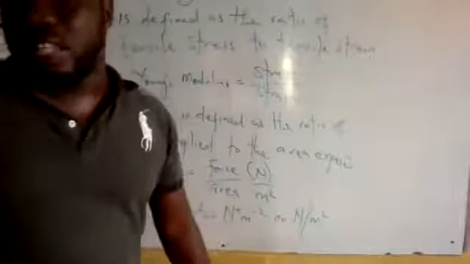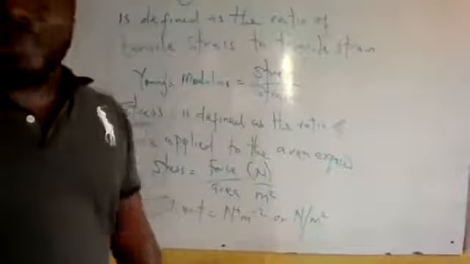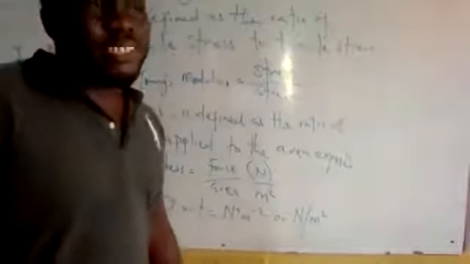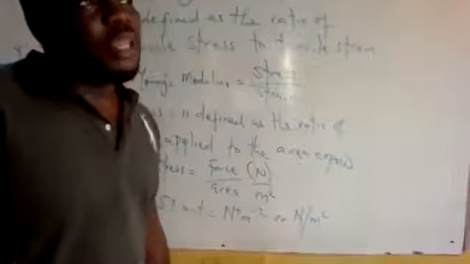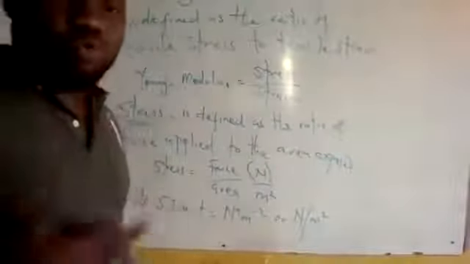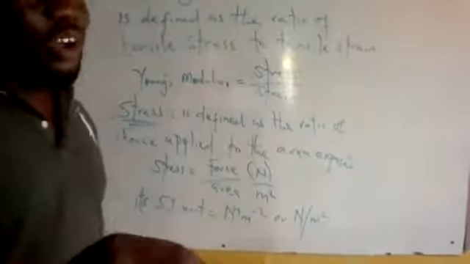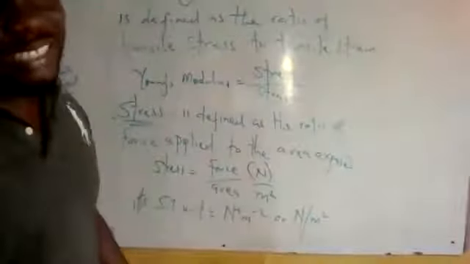If I were to give somebody a slap, me using my hand and striking the person on the face is me applying force, and the person's face is the area. Now, the swelling of the face that will ensue is the strain. If the person is light-skinned, the face may become reddish or purplish. That is the effect of stress.